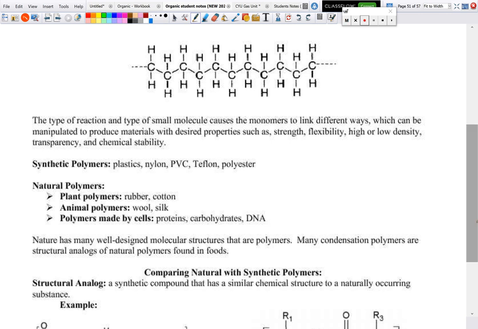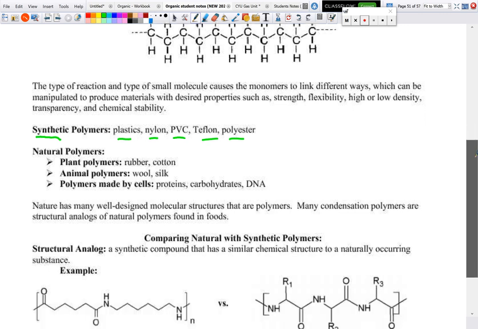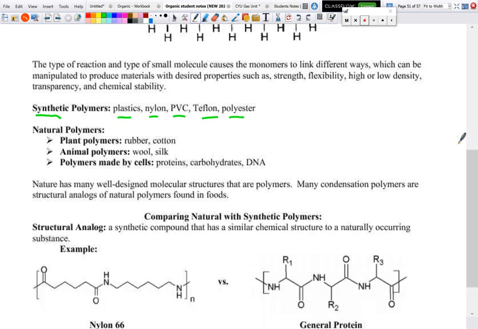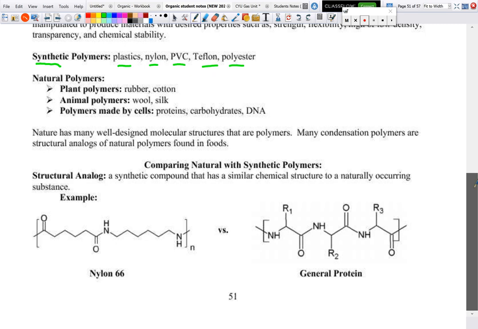We will look at natural ones as well, but synthetic polymers are stuff that's man-made, like all plastics, nylons, PVC, Teflon, polyester, stuff like that. Natural polymers, when you look at rubber, cotton, wool, silk, proteins, carbohydrates, DNA, all these here, if they're naturally occurring in nature or plants or animals, they're the natural polymers. Everything else is man-made.